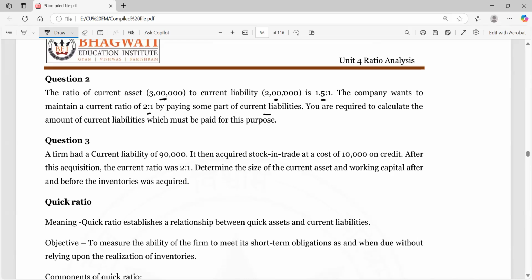So listen, in this question, does the company want to increase the current ratio or decrease it? Increase the current ratio. To increase the current ratio, there are two options: either increase your current asset or decrease your current liability. In this case, the company is planning to increase the current ratio by decreasing their current liability, by paying some part of it. I hope it is clear, right? You are required to calculate the amount of current liabilities which must be paid for this purpose, which means the existing current ratio is 1.5 is to 1. In order to bring the current ratio to 2 is to 1, how many rupees of current liability should the company pay?